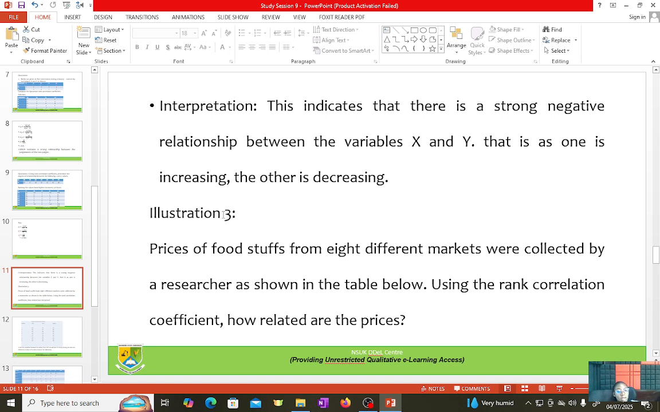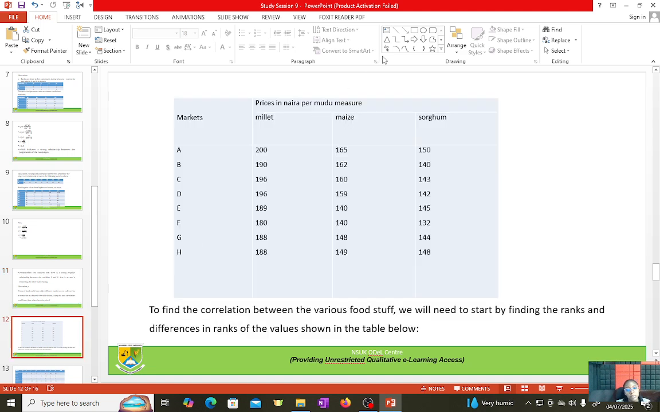Going to the third illustration, this is about prices of foodstuffs from 8 different markets collected by a researcher as shown in the table, and we're asked to find the rank correlation coefficient as to how the prices of these different commodities are related. Here is the table.